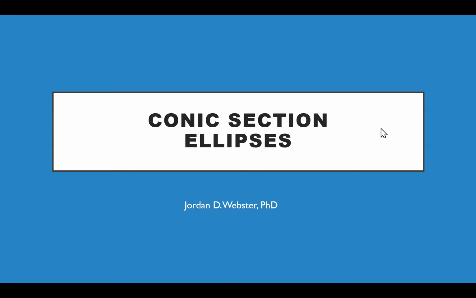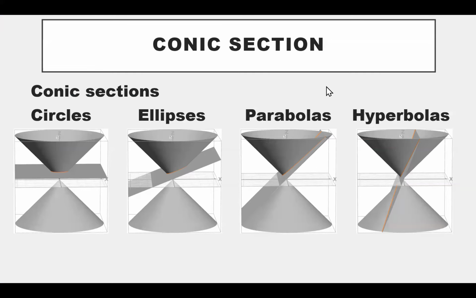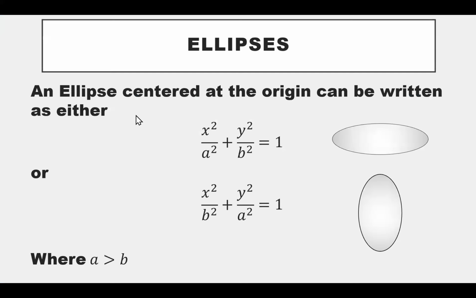In this video, we take a look at conic sections and specifically the conic sections of ellipses. So remember that there's a bunch of different conic sections. We have circles, ellipses, parabolas, and hyperbolas that we are going to cover. Now what we're going to do is cover the ellipses. The first thing I want to do is do the algebraic equations for an ellipse.